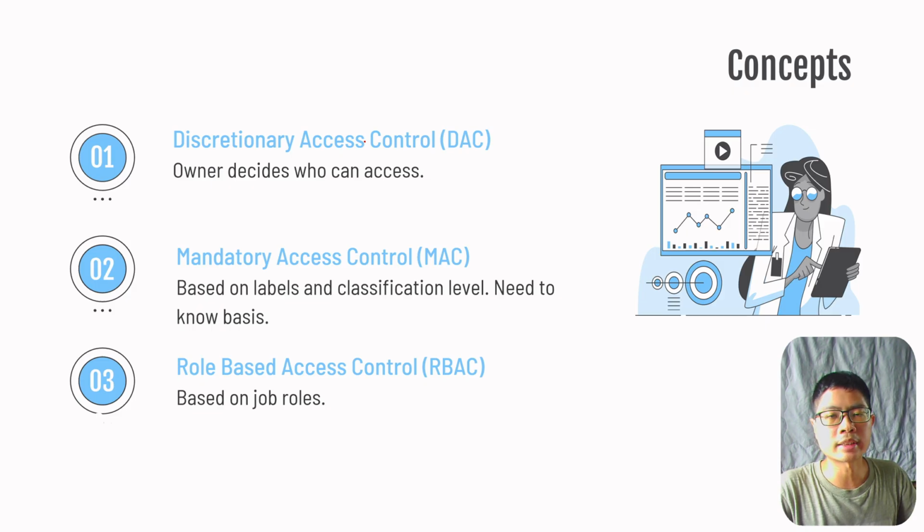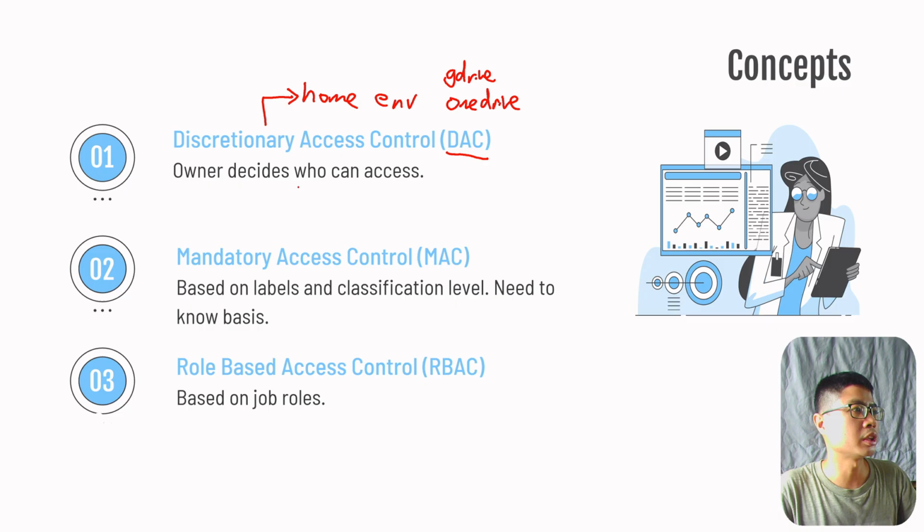Okay, so when we look at access control, there are three main types, and the first one is what's known as DAC, or Discretionary Access Control. When we think about DAC, it's mostly deployed in home environments. Think about your Google Drive or your OneDrive, where you are able to decide who can access your files. You can share them with a particular email address that you wish to, and the file owner, which is you, gets to decide who can access the file.